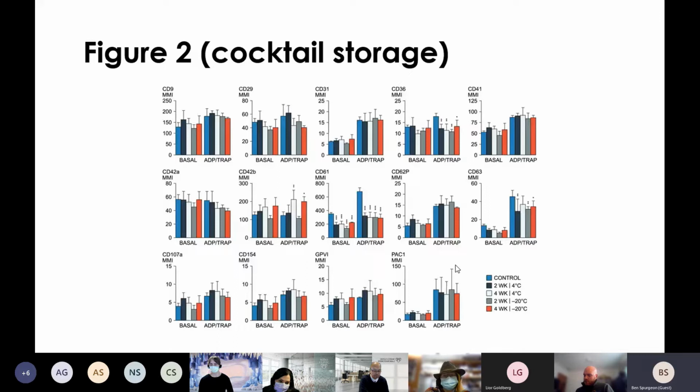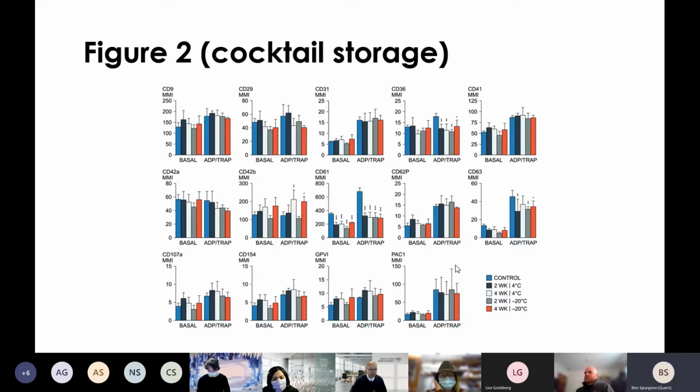And staining was consistent for the majority of markers, except CD61, which was significantly lower across all storage conditions. But these reductions in CD61 staining did not affect our ability to identify or gate bona fide platelets. CD63 and CD36 were also somewhat lower in some samples, while CD40 was significantly higher after cold storage for 4 weeks.